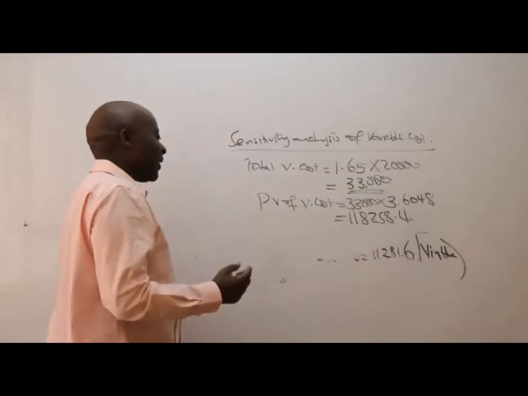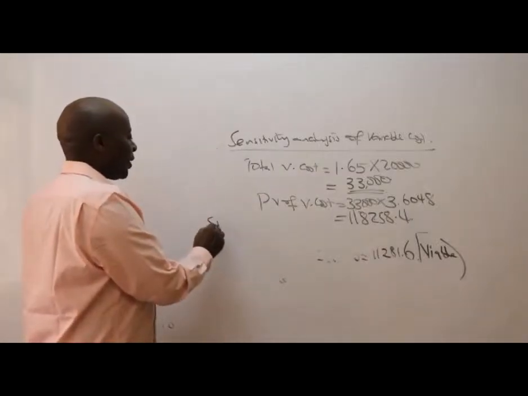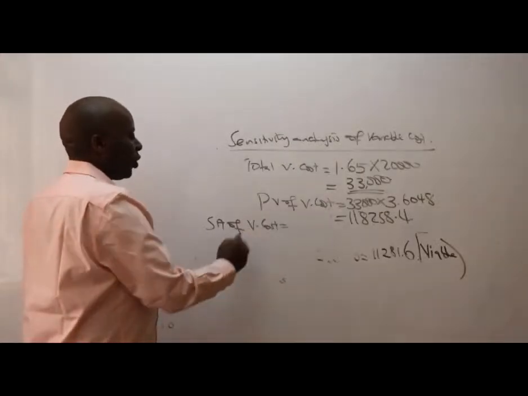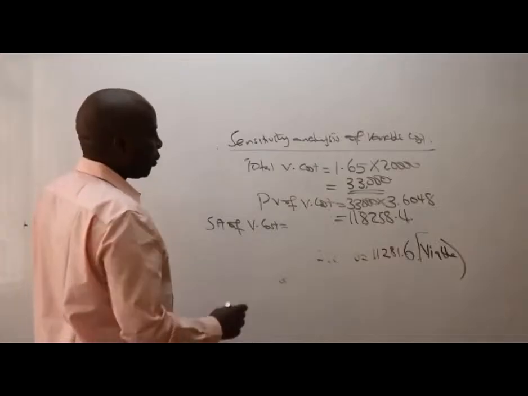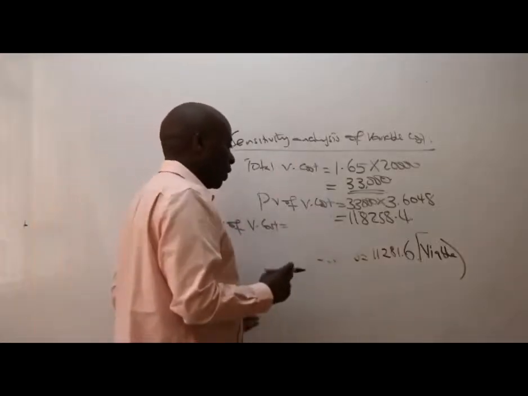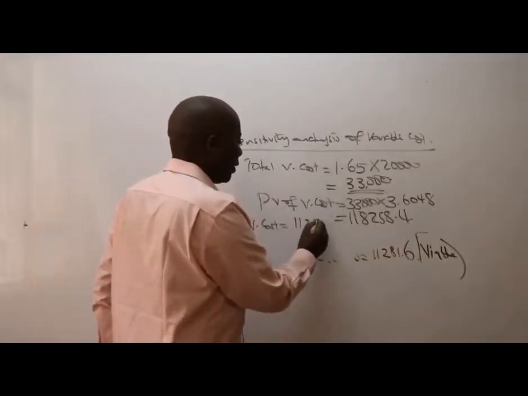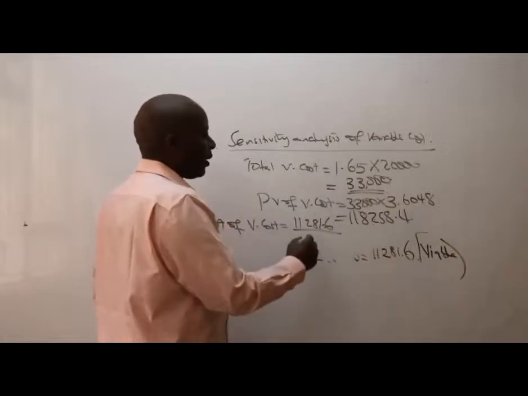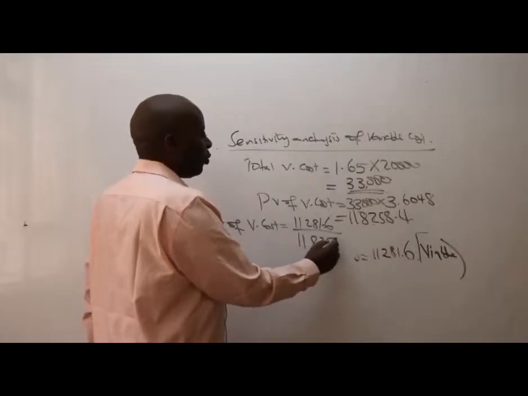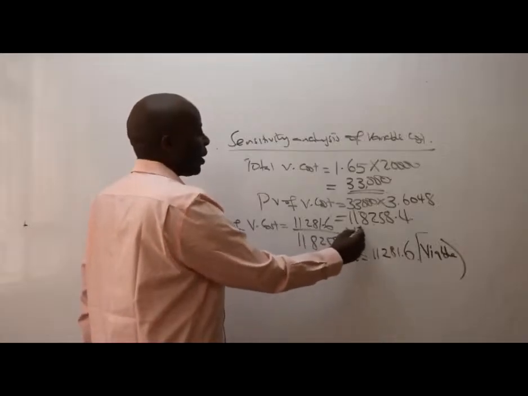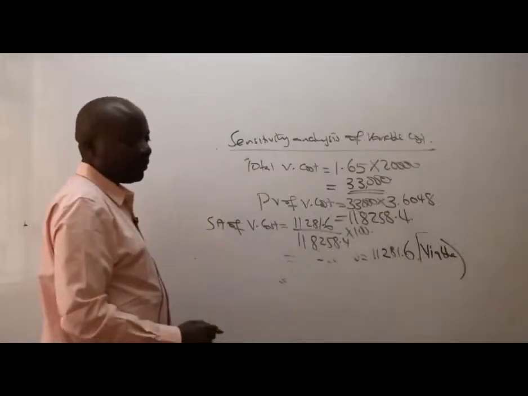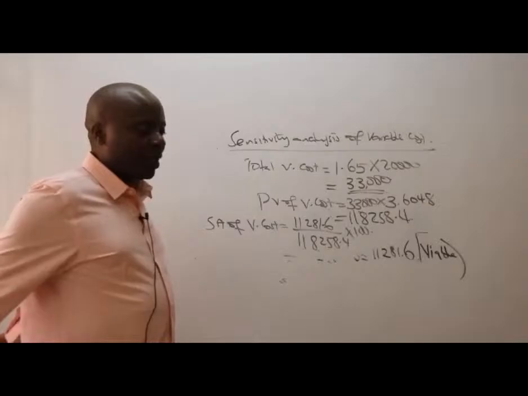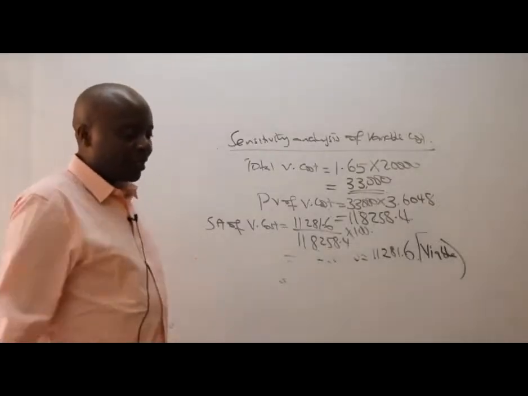And then right away, I'll be able to get the sensitivity analysis of variable cost, which will be the net present value of the whole project, which was 11,281.6. Divide this by the present value of variable cost, which is 118,258.4, like that, times 100. Which will end up giving us what figure, somebody?